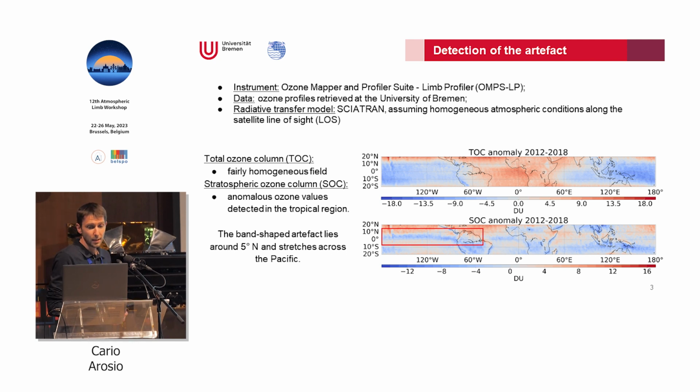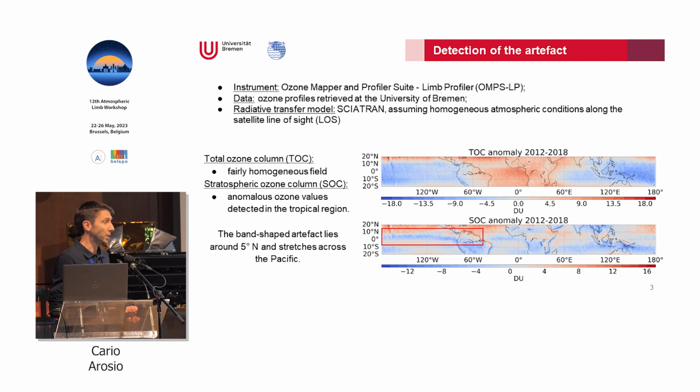On the top, total ozone column anomalies averaged over several years, and on the bottom, stratospheric ozone column anomalies, again averaged. On top we can see a fairly homogeneous field, but when we look at the stratospheric ozone column anomaly, we see this kind of band-shaped artifact, which is located in the tropical Pacific region around 5 degrees north.